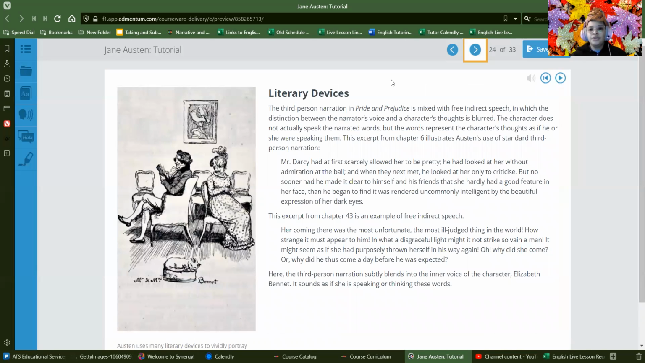So now we're moving into literary devices. So those creative things that give our stories punch. So there's just only a couple things. There's third person narration. So just a reminder of that.